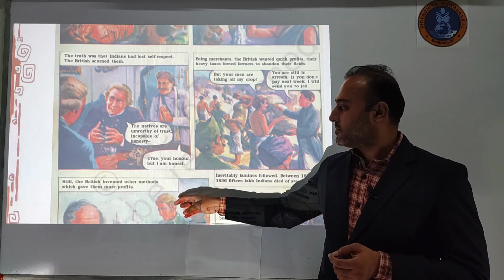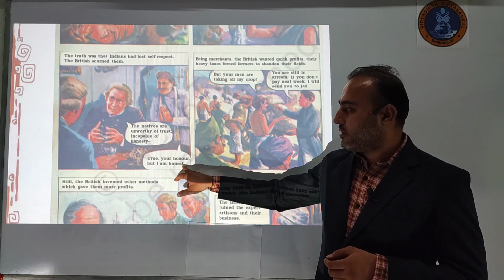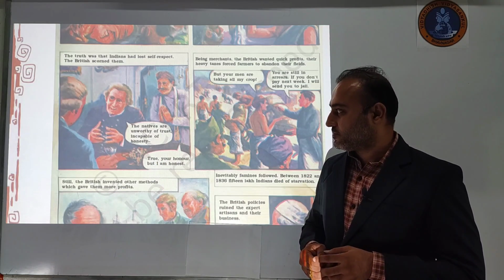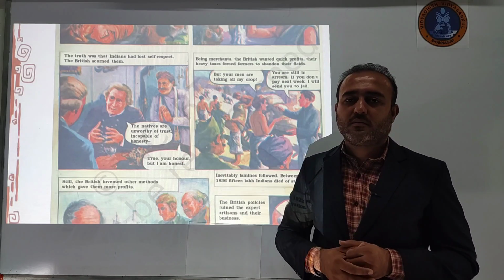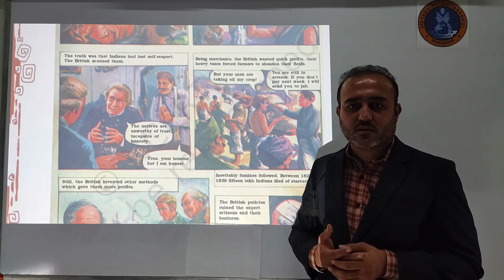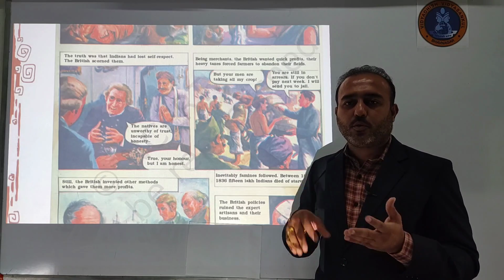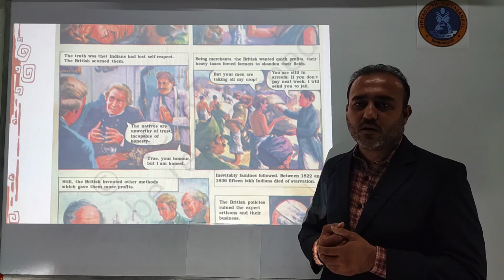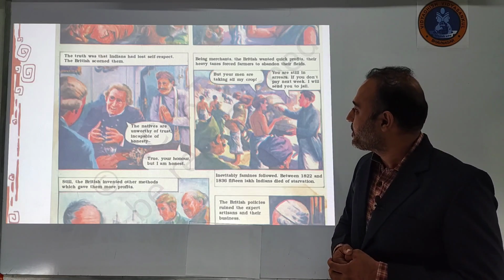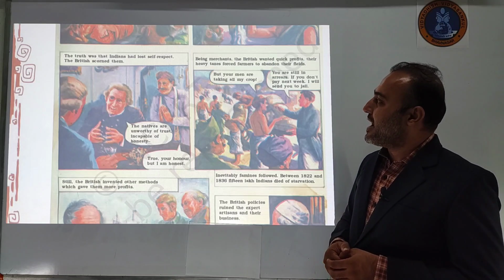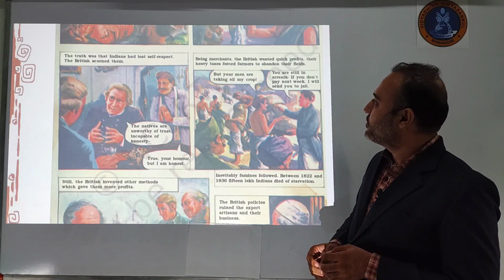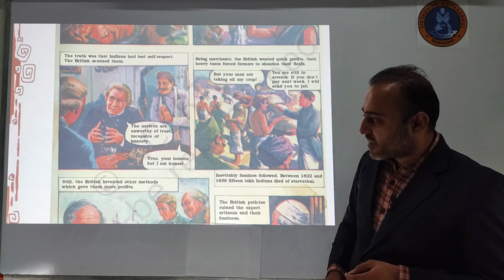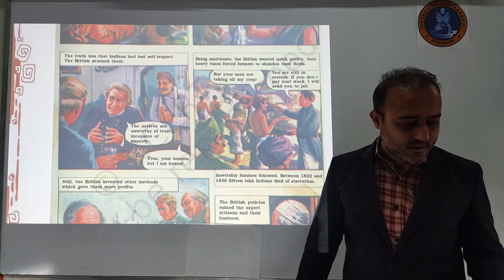Incapable of honesty. True, your honor, but I am honest. Right, that means the Indians themselves told the Britishers negative things about other Indians, and they tried to prove themselves more superior to the other Indians. Okay. But your men are taking all my crop. You are still in arrears. Okay. Before that, we need to understand this.